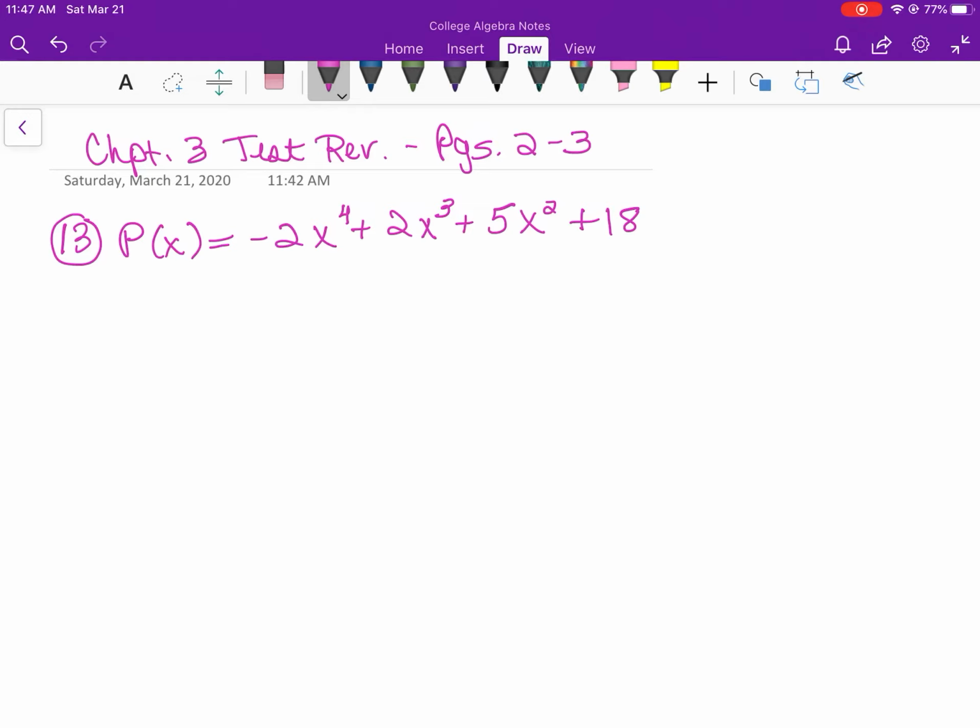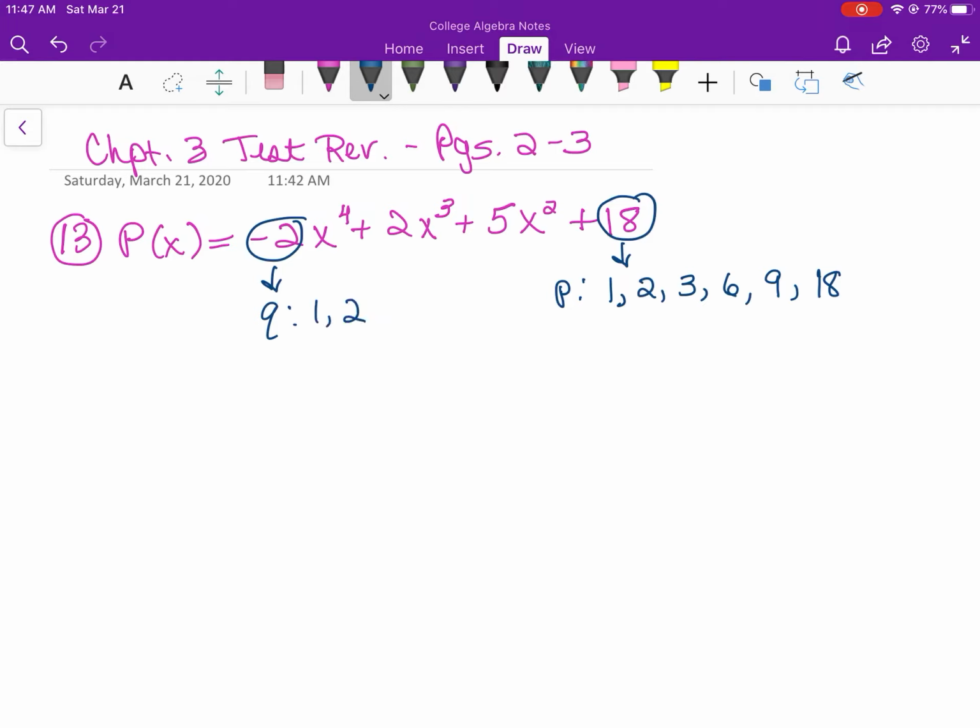All right, number 13 asks for rational zeros. So they're asking you to find P over Q. Okay, remember this is your P. This is going to be Q. And the factors of P are 1, 2, 3, 6, 9, and 18. The factors of Q are 1 and 2. Now all of these are going to have a plus or minus on each number.